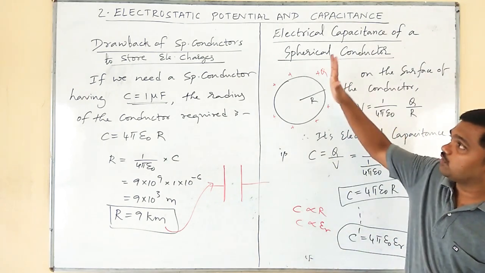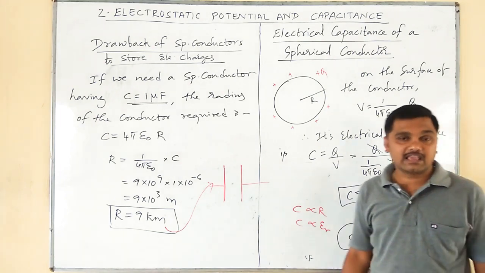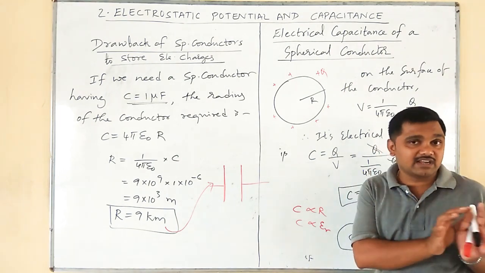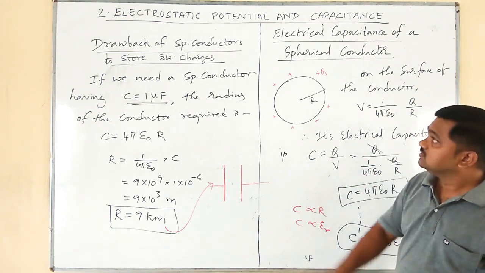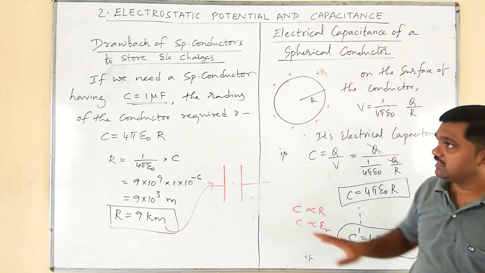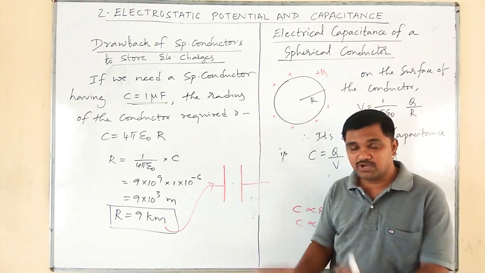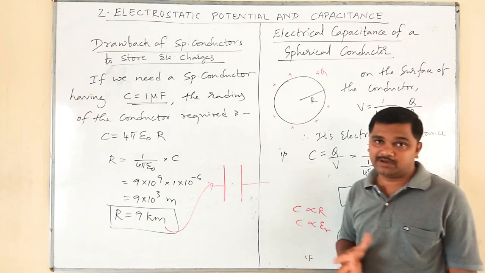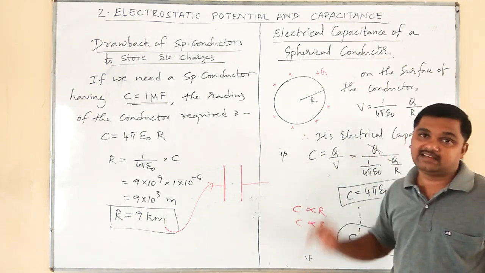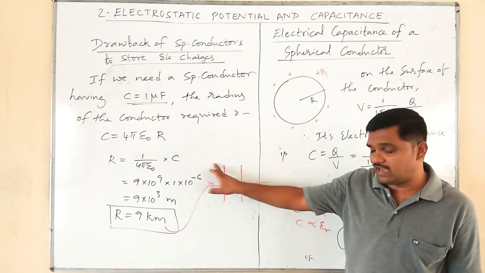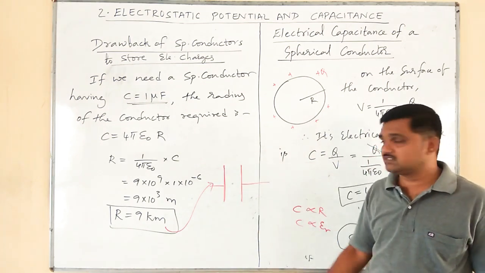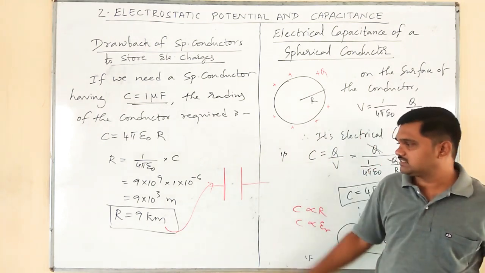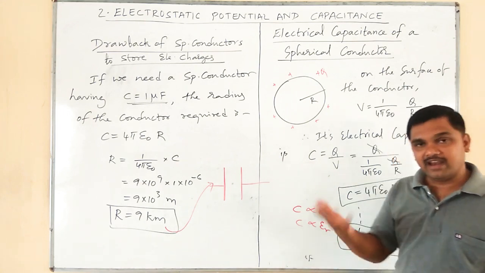Like that, we have to understand the concept of electrical capacitance. Electrical capacitance is the ability of a conductor to hold electric charges. This is the drawback of a spherical conductor: to have a capacitance of 1 microfarad, it needs a radius of 9 kilometers, which is practically impossible. Therefore, we have to study a special type of capacitors called parallel plate capacitors in our syllabus. Let us discuss parallel plate capacitors in the next class.